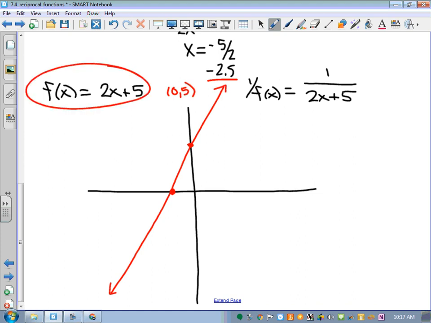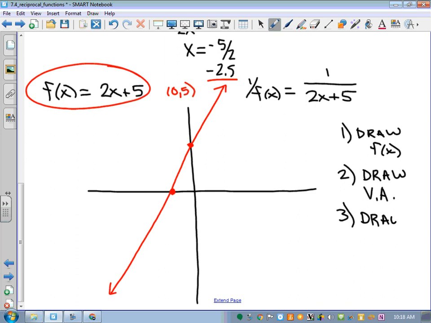Now, I think if we talk about the step-by-step procedure, step 1 is to draw f of x. Step 2 is to draw your vertical asymptotes. Step 3 is to draw or identify, same thing, your invariant point.